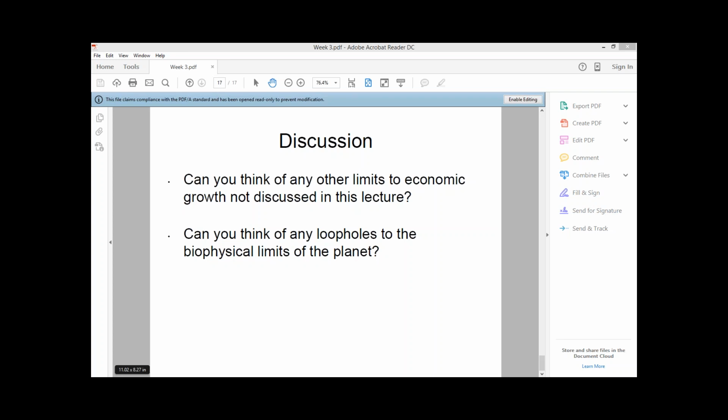So thinking about question one, are there any other limits to economic growth that we didn't talk about? These could be smaller limitations, things that are beyond just the economy, but also less than the massive material limits to the flow of material that comes in. I see one coming up.